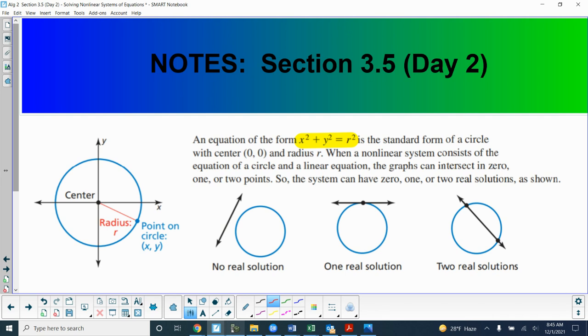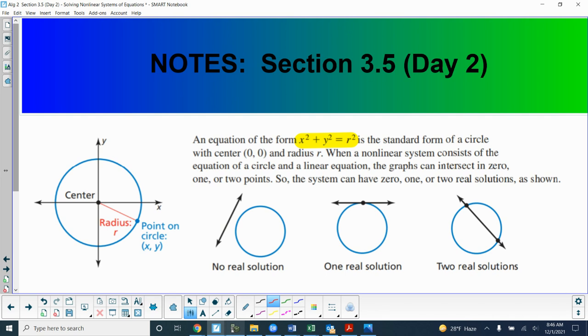But just like yesterday, with the parabolas and the lines, you could have no real solution because the line and the circle do not intersect at all. You could have 1 real solution where the line intersects in 1 spot. What kind of line is that when it only hits a circle in 1 spot? What's that name? You guys remember from last year? Remember tangent line? That's what that line is, tangent to that circle because it hits the circle in 1 spot. And then sometimes your line will go through the circle and you'll have 2 solutions. Okay, so those 3 situations could happen just like yesterday.